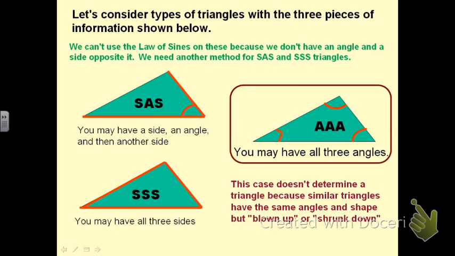Okay, so again, at the top here it says you can't use law of sines on these. If possible, you'd rather use law of sines, because as you'll see, it's a much easier formula. But you have to have a side across from an angle, and in these cases we don't have that. We don't know any sides across from any angles.